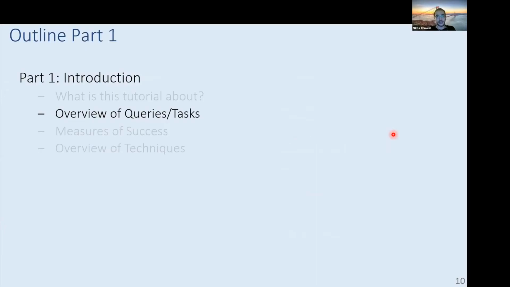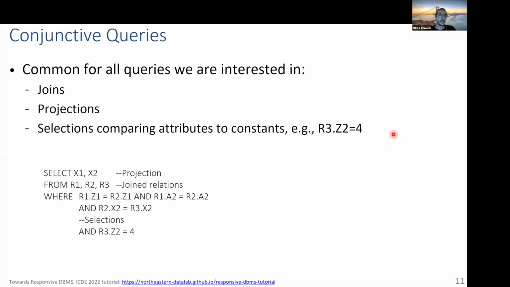Okay, so now let's do an overview of what these queries or tasks are. The queries that we are interested in are those that have joins. So basically, it's a select-from-where query in SQL, where we can also have projections. Some columns can be projected out after the join, and we can also have selections. For example, some column can be compared with a constant.